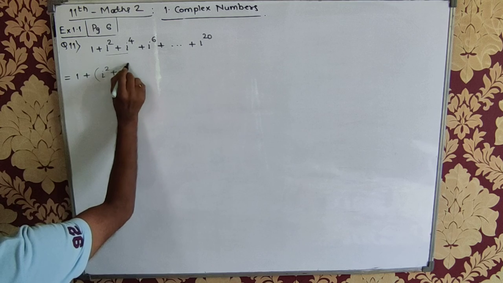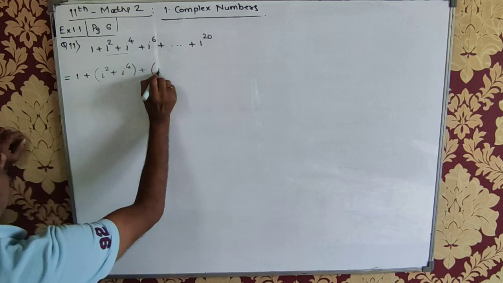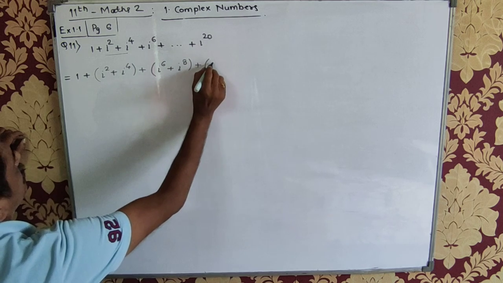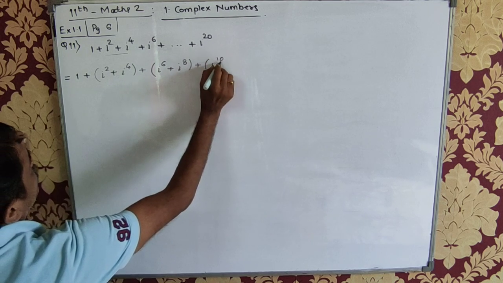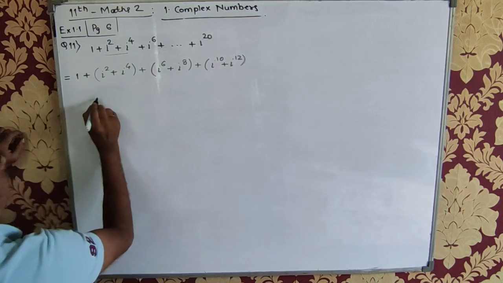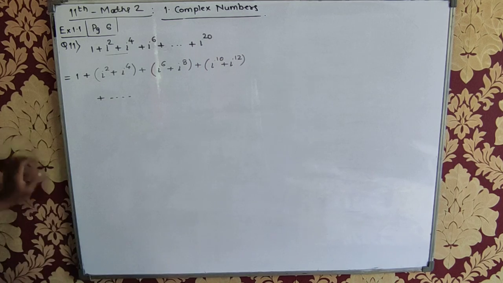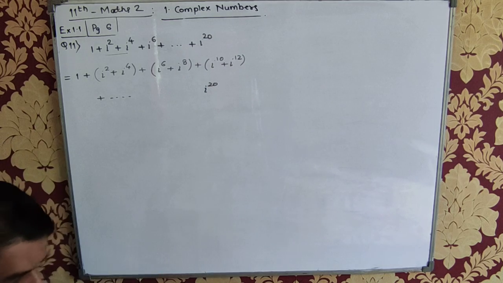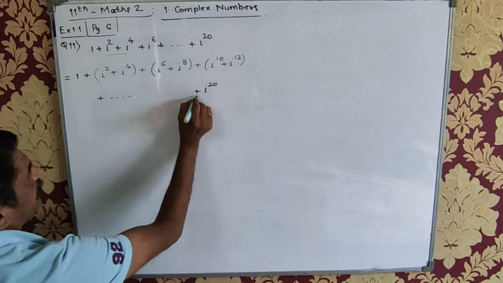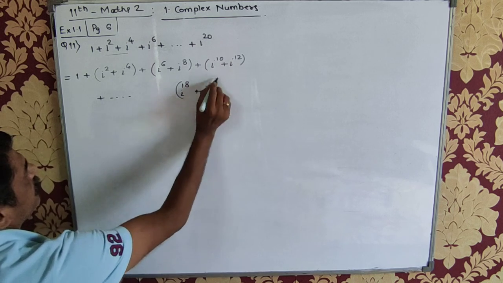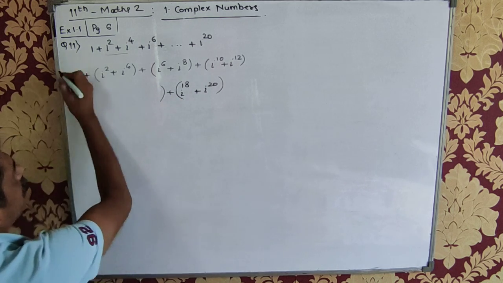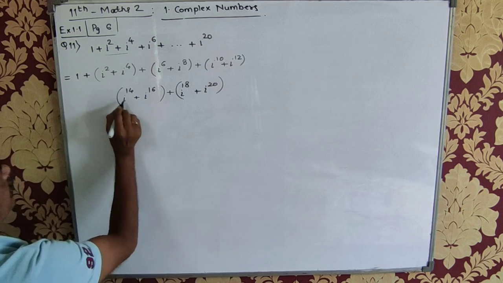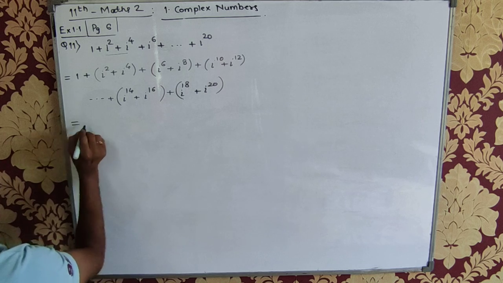i square plus i raised to 4. The next will be i raised to 6 plus i raised to 8 plus i raised to 10, i raised to 12, and this will go on and on. The last one will be i raised to 20, and i raised to 18 plus i raised to 16, i raised to 14.